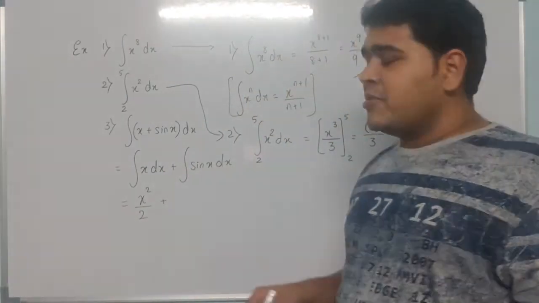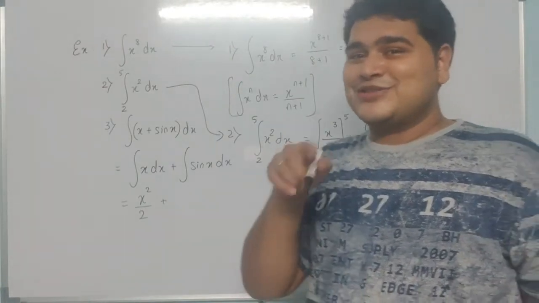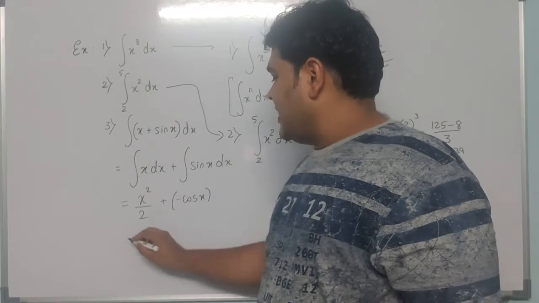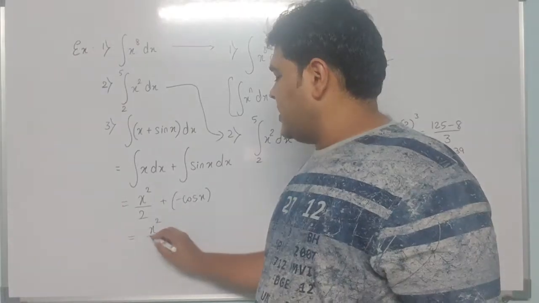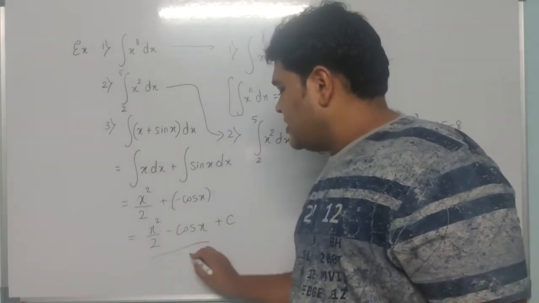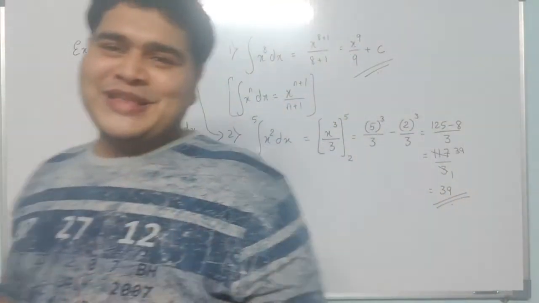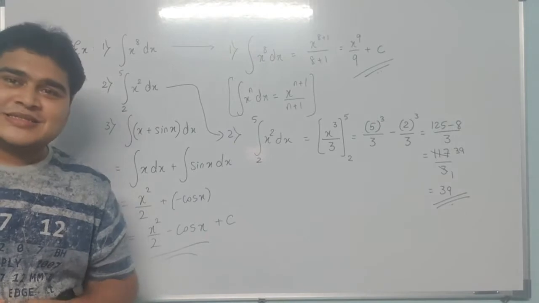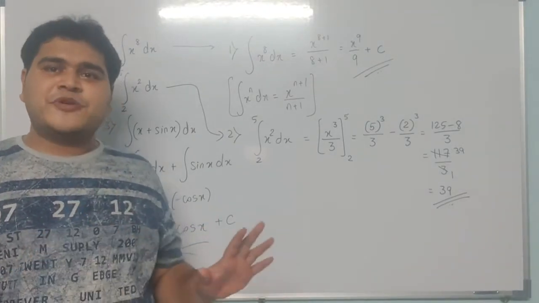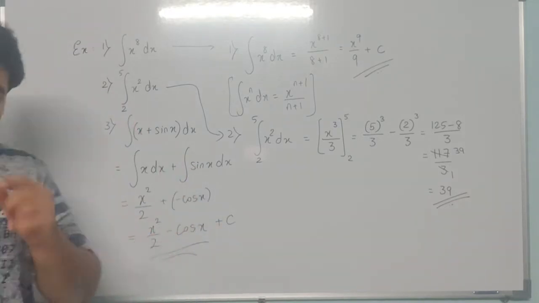Plus, I'm sure you remember the integration of sin x is minus cos x. So minus cos x. And so our final answer is x square by 2 minus cos x, and yes, plus c, a constant of integration. So guys, you need to understand this. I'm sure it was quite simple for you now. So please copy this so we can continue.